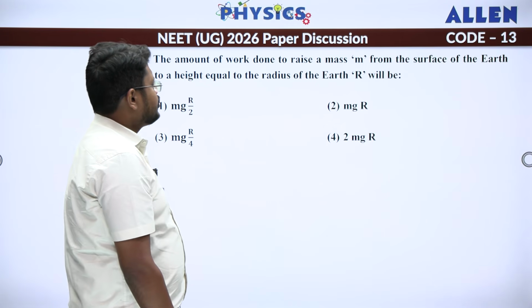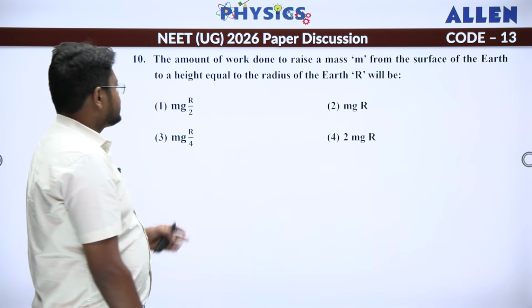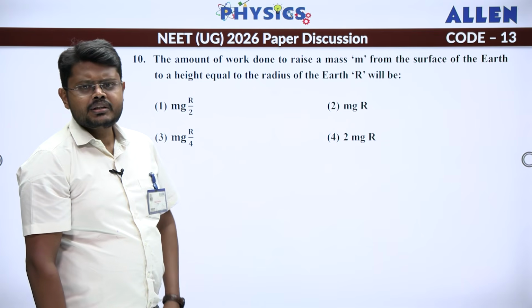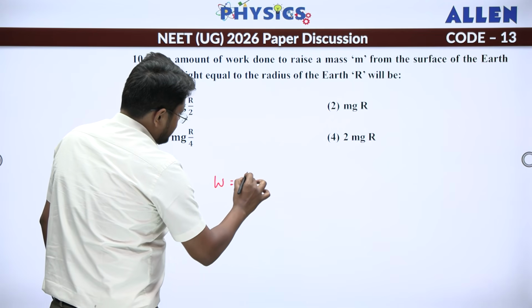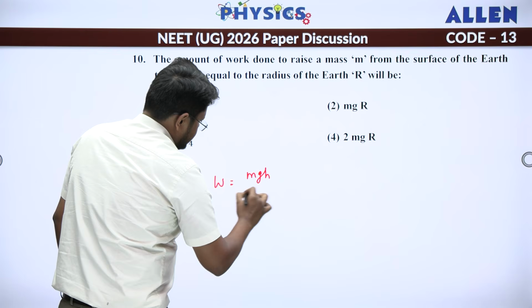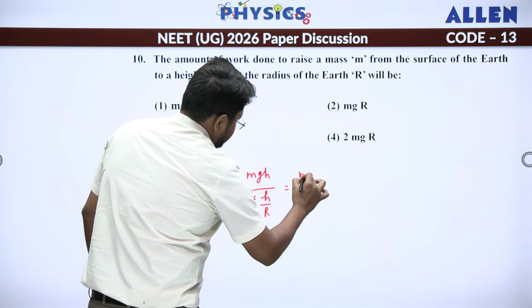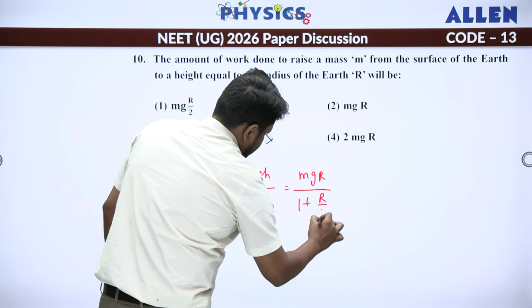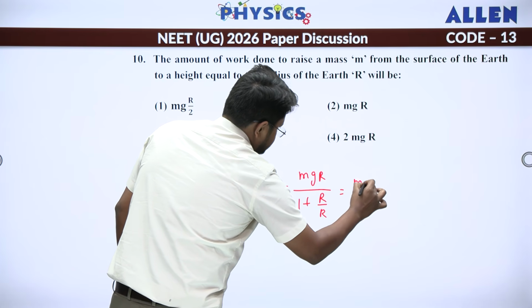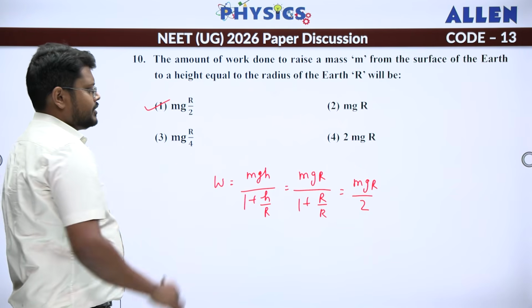10th question, the amount of work done to raise the mass from the surface of earth to a height equal to the radius of earth. Okay, so in this situation directly we can write work equals mgh divided by 1 plus h by r. So, substitute the value, mgR divided by 1 plus R by R. So, answer is mgR by 2. So, correct option is first one.